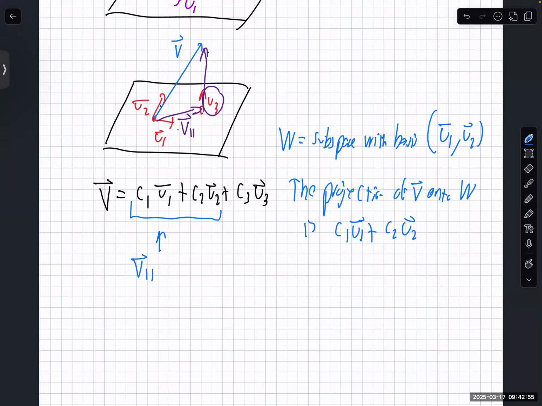So we did projections earlier. So this is another way to calculate a projection. If you just have an orthonormal basis for the subspace you're trying to project onto, you can just do the dot product calculations for the coefficients.